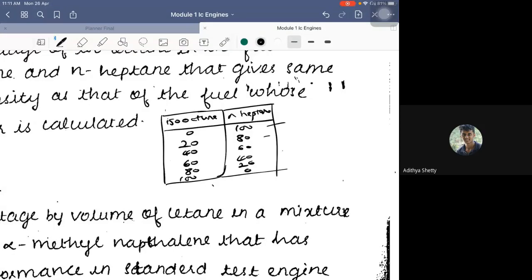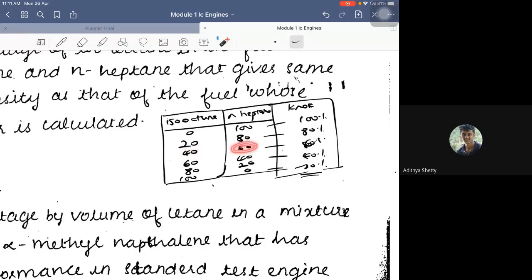Now for this, I would know the knocking characteristic. I would use 0% isooctane and 100% normal heptane, and I would come to know the knocking intensity is 100% here. Similarly, I will note down the knocking percentage of all the mixtures, how much knocking is being given, 40%, 20% and so on. Now I know if I go with 40% isooctane and 60% normal heptane, I would get the knocking intensity as 60%. Similarly, if I go with 80% isooctane, 20% normal heptane, I would get the knocking intensity as 40%. Getting my point?